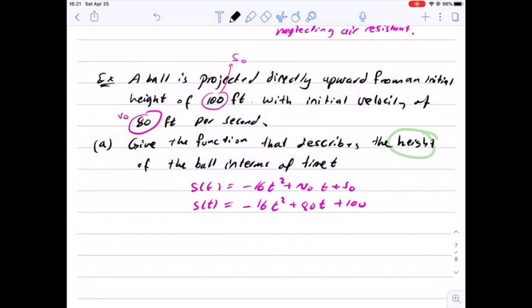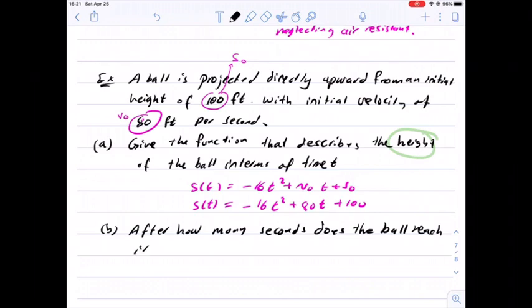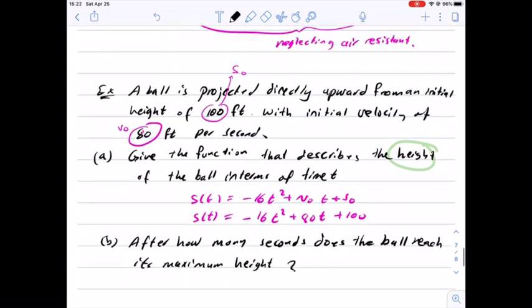Now for part b, we want to find after how many seconds the ball reaches its maximum height. Since the leading coefficient is negative, it opens down, so we have a maximum point here. Then we want to find this maximum. What is this maximum height?